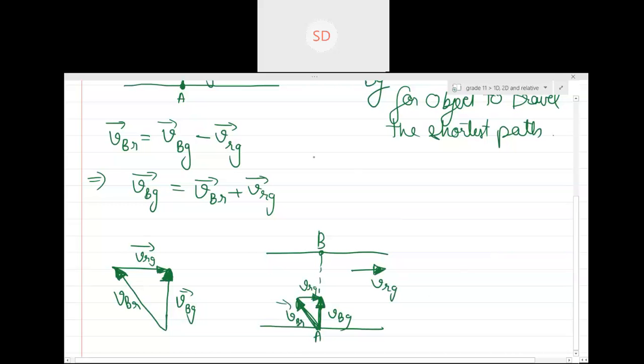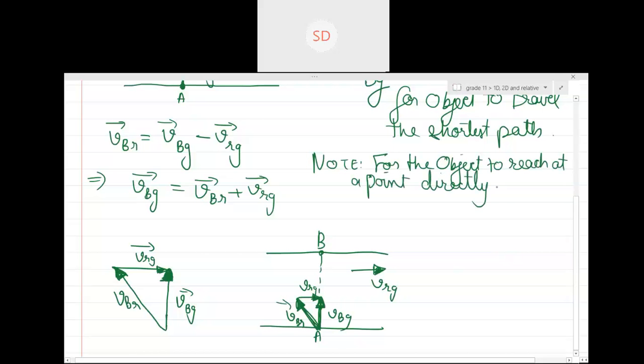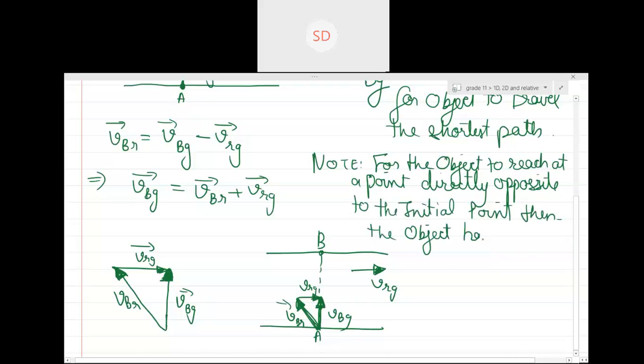So please remember, note: for the object to reach at a point directly opposite to the initial point, then the object has to jump.